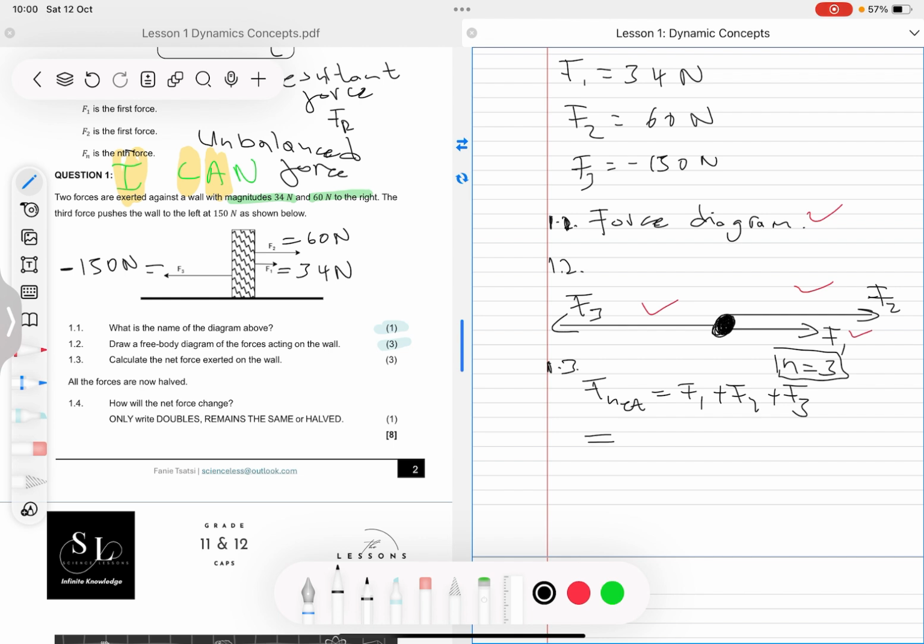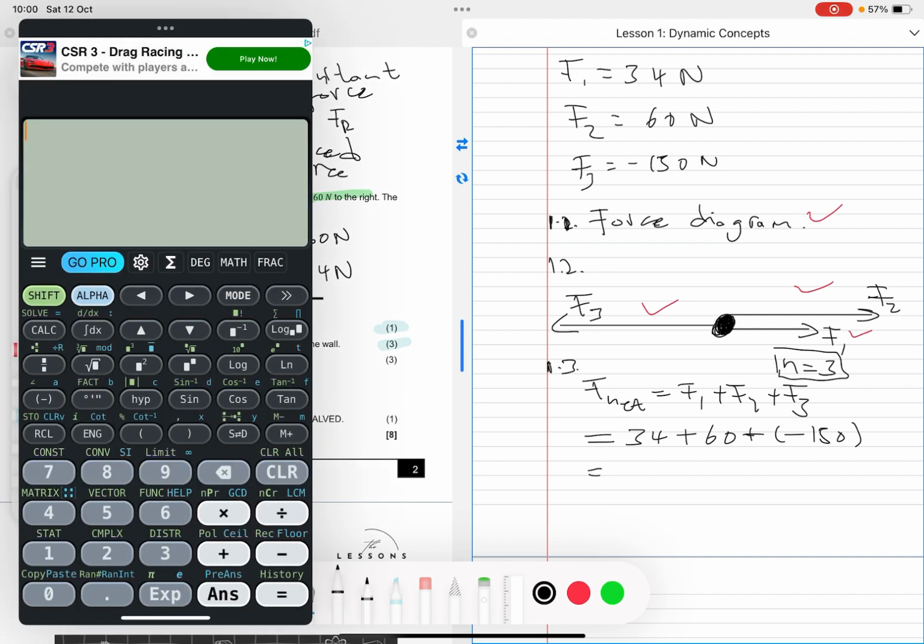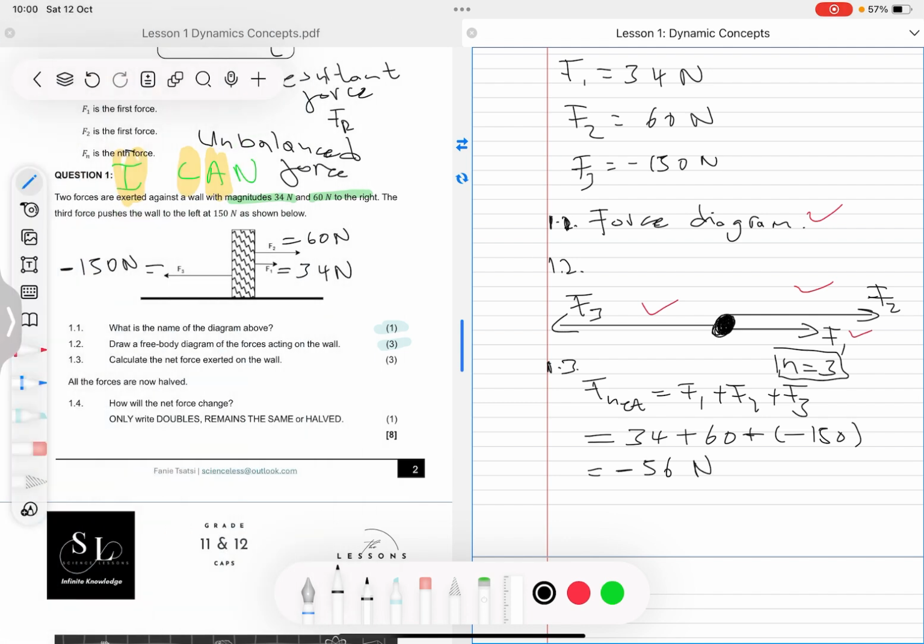Now here we'll then substitute our forces. We'll say F1 is 34 plus 60 plus, and then here we'll have minus 150, because it goes in the opposite direction. Now at this stage we can pull out our calculator and say 34 plus 60 plus minus 150, right? That should give you negative 56 newtons. Now what does this answer mean?